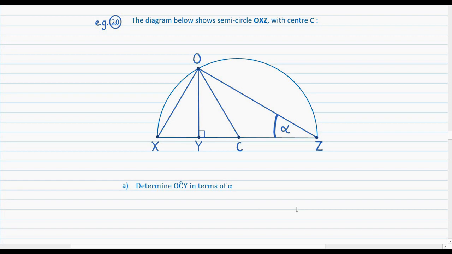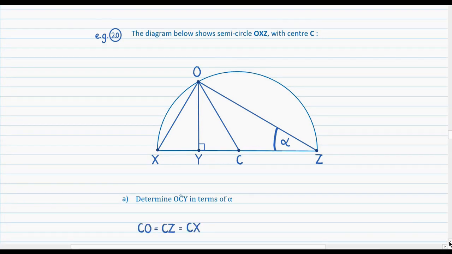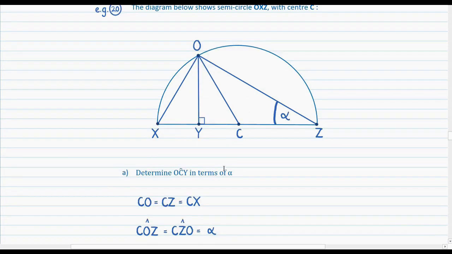So I'll answer the question by first noting a few things. The first of these is that since CO, CZ and CX are all radii of the circle, that implies they have the same length. Therefore, we can say that CO is equal to CX is equal to CZ, as shown here. Then an implication of this is that since these two lengths are the same and their ends are joined by the line OZ, both this angle and this angle have the same value, meaning that this angle is also equal to alpha.